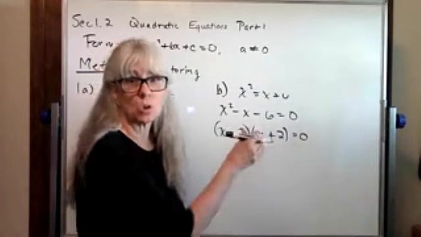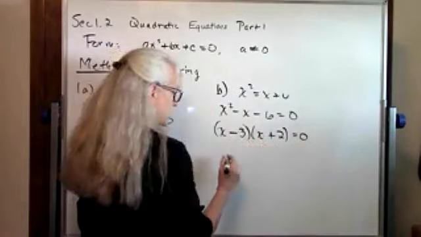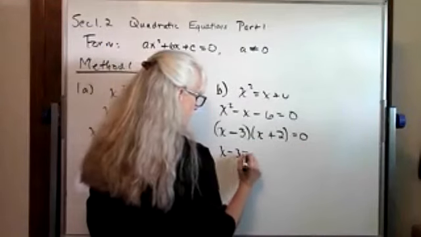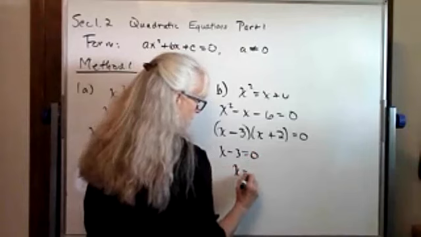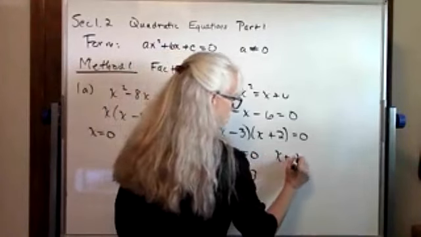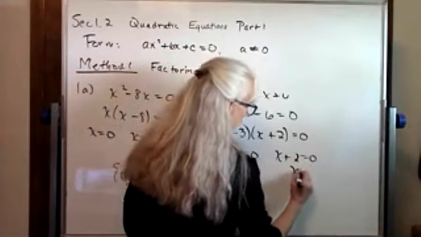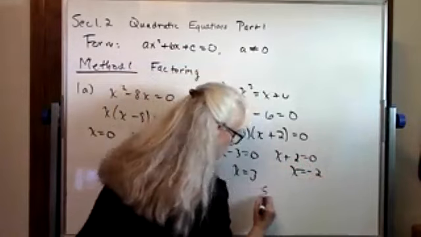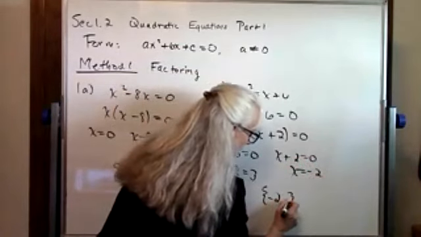So we're going to assume that you can do this automatically. Setting each factor to 0, that's x minus 3 equal to 0. That's going to give me x equal to 3. I'll set x plus 2 equal to 0, and I'll get x equal to negative 2. So my two solutions this time are negative 2 and a positive 3.